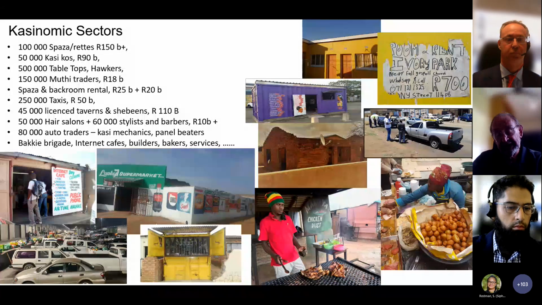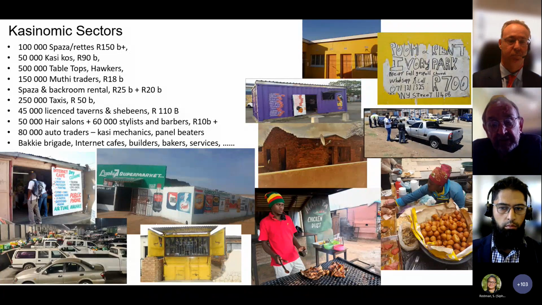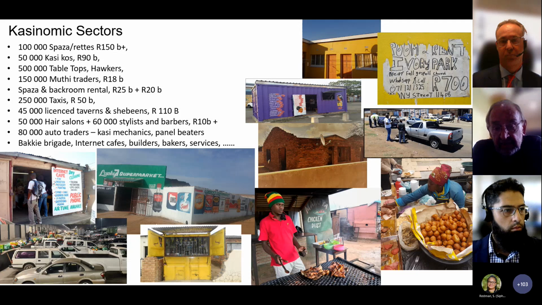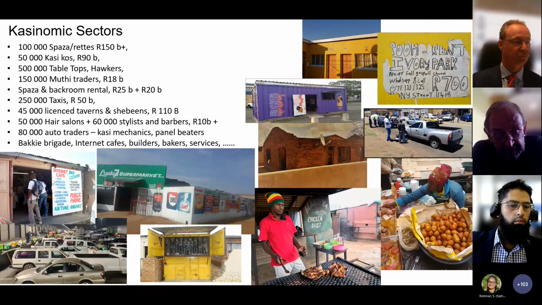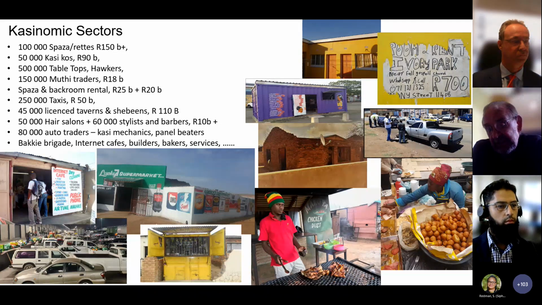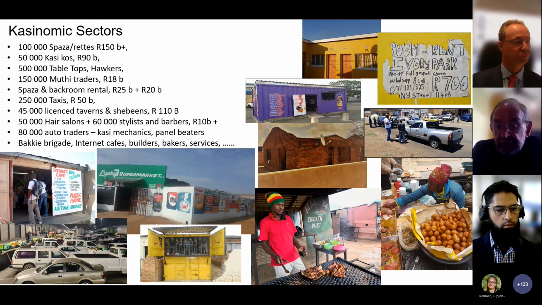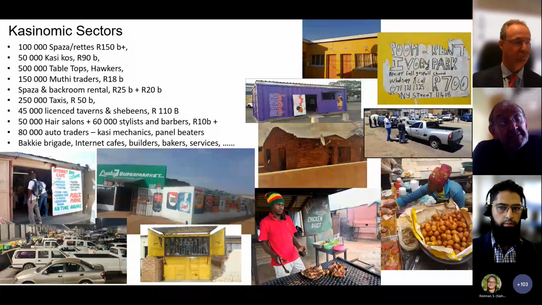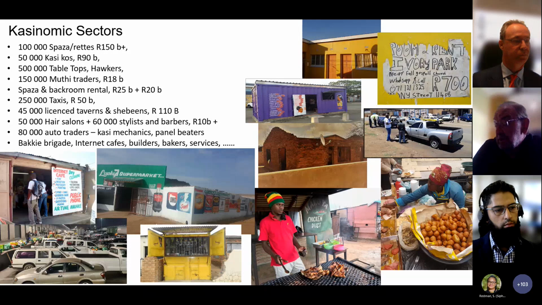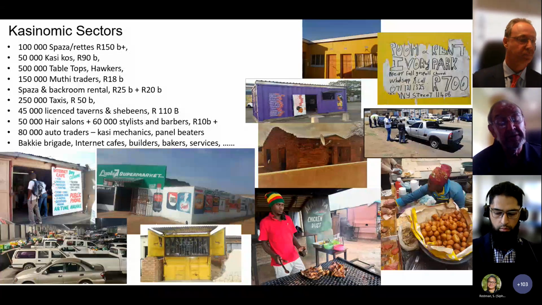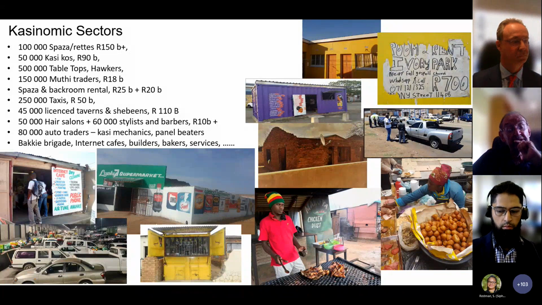We make these estimates based on research that we've done in terms of backyard dwellings in South Africa. Also, we did a project for the Royal Bafokeng Nation to do an in-depth understanding of backyard economies. And we use satellite imagery and our estimates from research to get to these numbers. About 45,000 licensed taverns and shebeens, generating about 110 billion. We estimate about 50,000 hair salons, with about 60,000 specialists and barbers, generating about 10 billion.